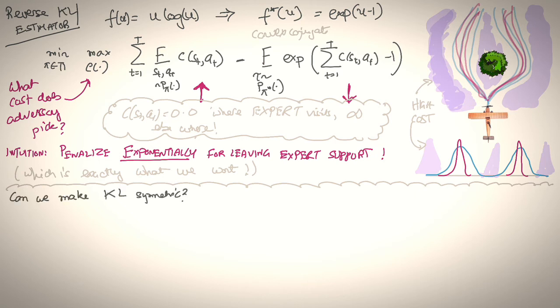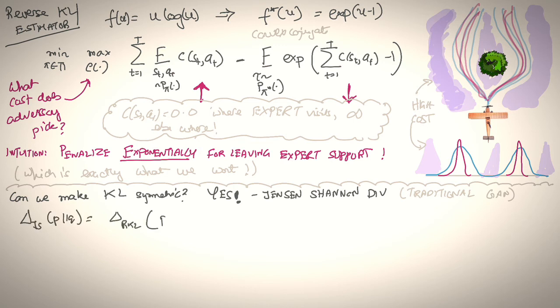The answer is yeah, you can choose something known as the Jensen-Shannon divergence, typically used in GANs. And the Jensen-Shannon divergence is essentially the reverse KL distance from P to the midpoint between P and Q, as well as from Q to the midpoint between P and Q. So it's completely symmetric. You can switch P and Q and you get the same answer.